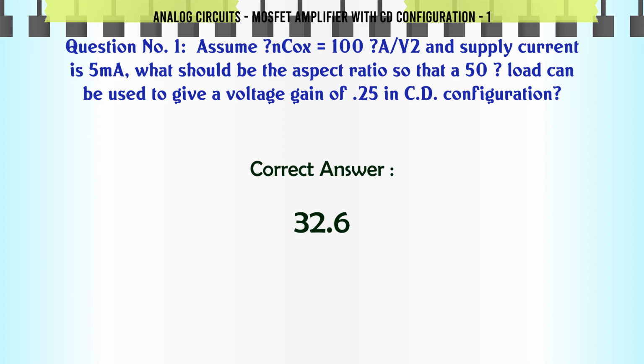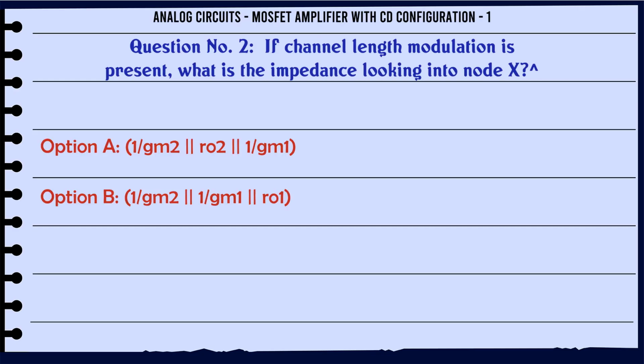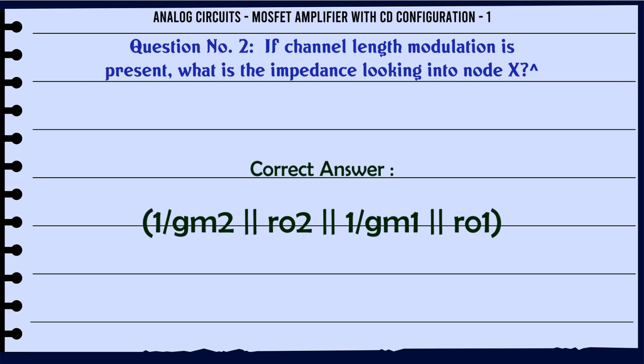32.6. If channel length modulation is present, what is the impedance looking into node X? A 1/gm2 || rho2 || 1/gm1, B 1/gm2 || 1/gm1 || rho1, C 1/gm2 || rho2 || 1/gm1 || rho1, D 1/gm2 || rho2 || 1/gm1 || rho1. The correct answer is 1/gm2 || rho2 || 1/gm1 || rho1.